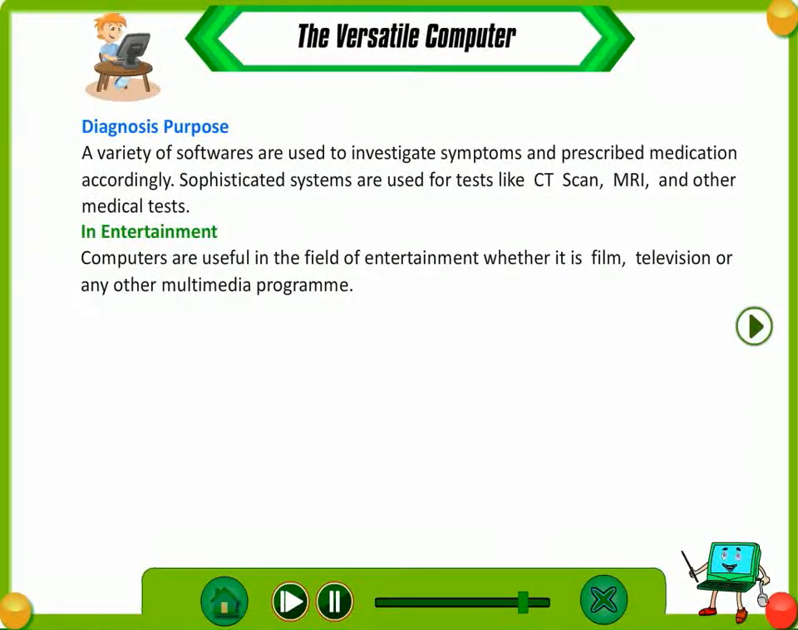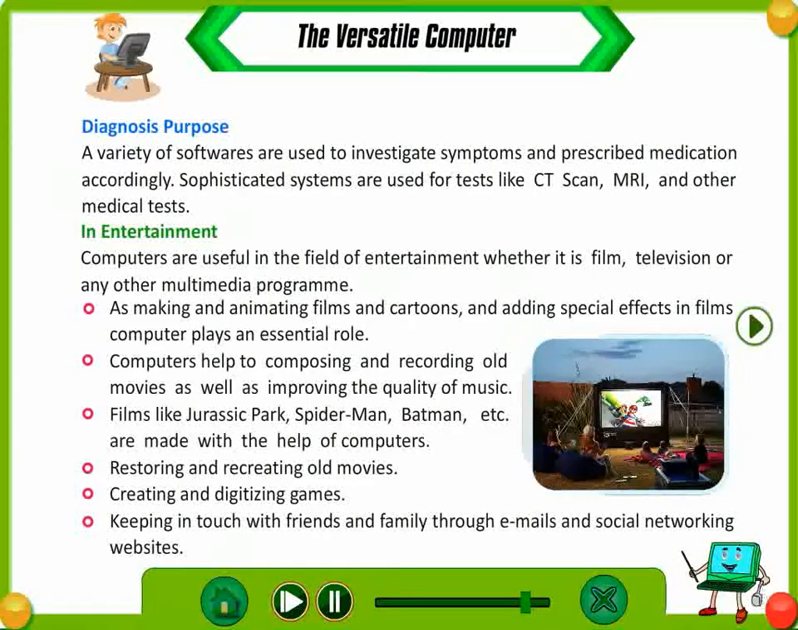In entertainment, computers are useful in the field of entertainment, whether it is film, television, or any other multimedia program. In making and animating films and cartoons and adding special effects in films, computers play an essential role. Computers help in composing and recording old movies as well as improving the quality of music.